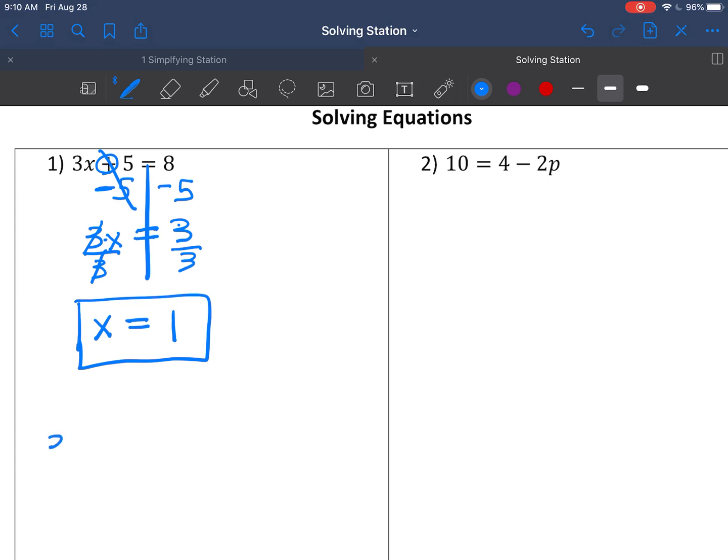And you can plug that 1 back into the equation. 3 times x plus 5 should equal 8. And sure enough, it does.